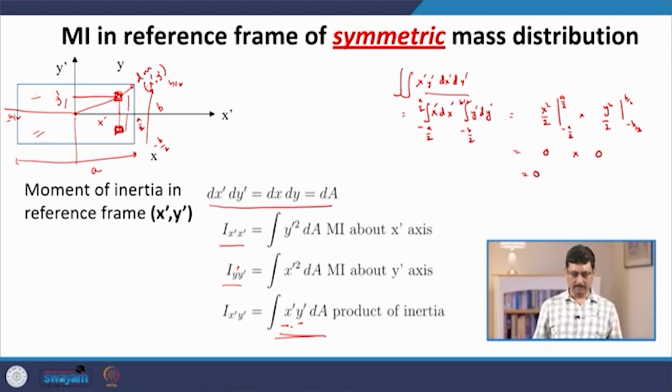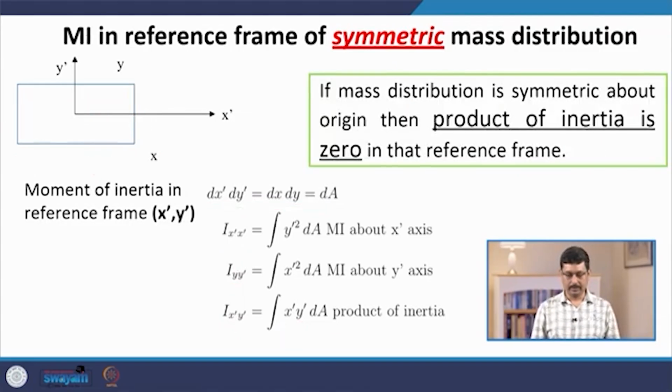So, you now verify that if the product of inertia I x prime y prime is 0, then the mass distribution is symmetric.